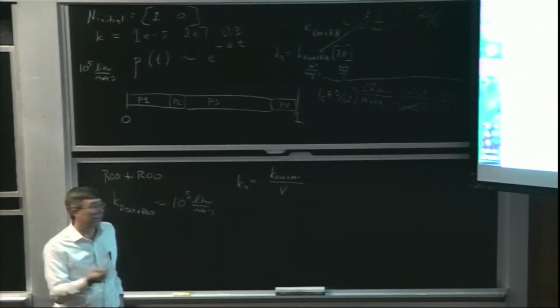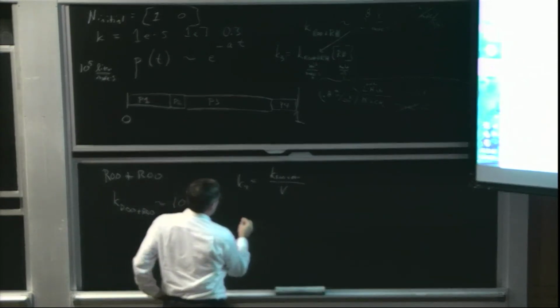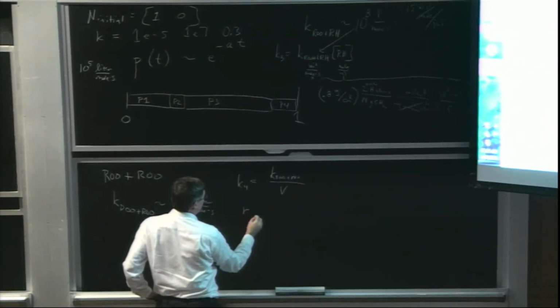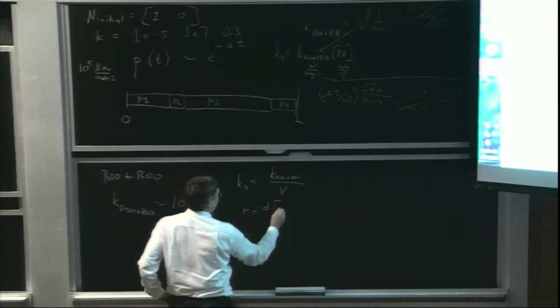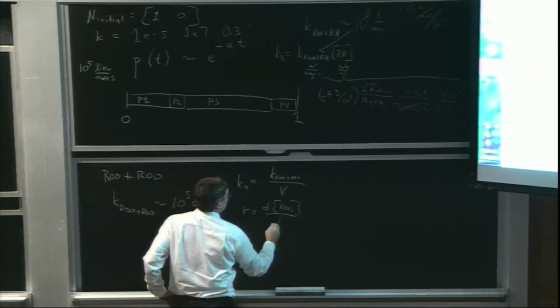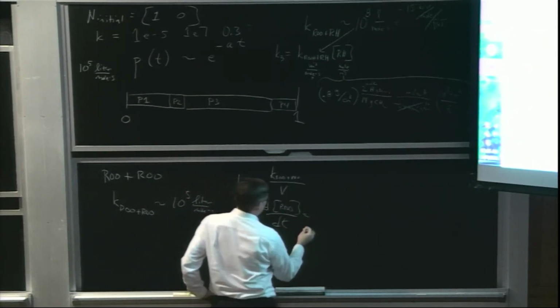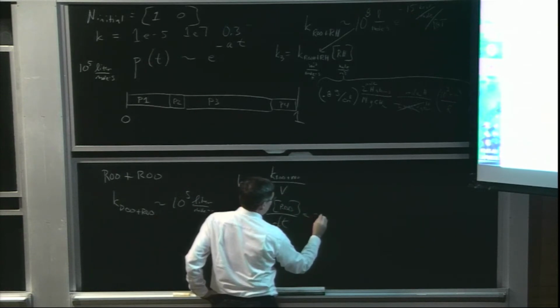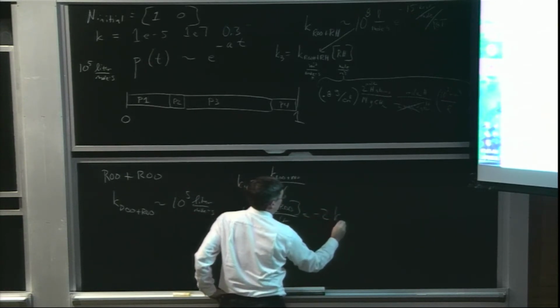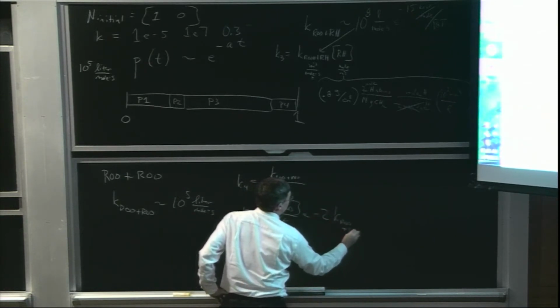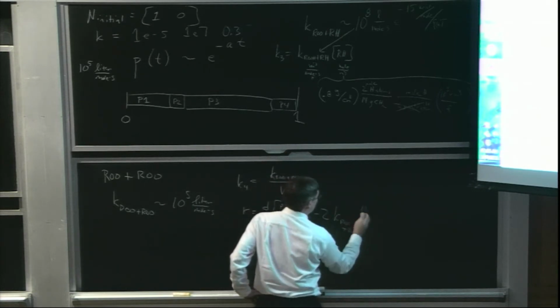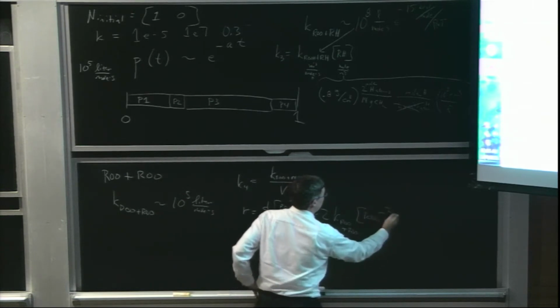Because it's really the rate we would write normally, which would be d ROO dt, it would be like negative 2 K ROO plus ROO times the number, well, the moles, the concentration of ROO squared, right? This is how we would normally write it.